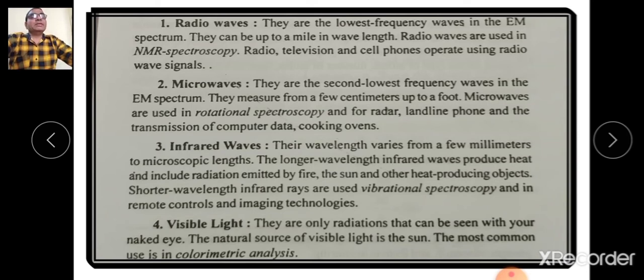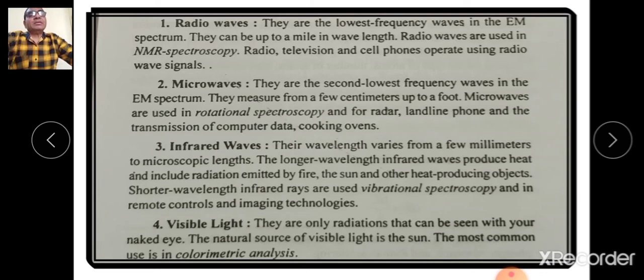Then third variety is infrared waves. Their length varies from few millimeters. The longer wavelengths of infrared regions are used for heating purpose like IR lamps, while the shorter wavelengths are used in the vibrational spectroscopy. IR waves are also used in the remote controls.